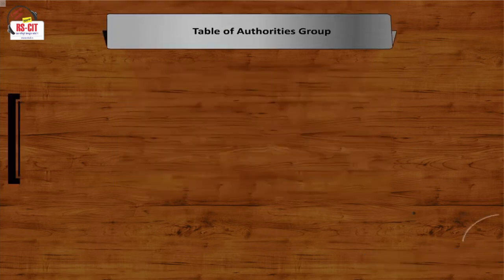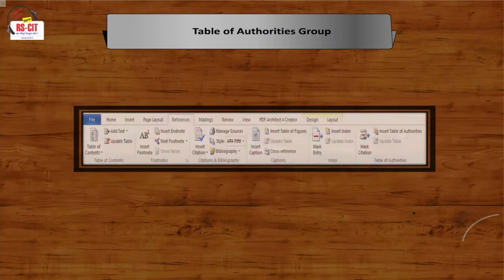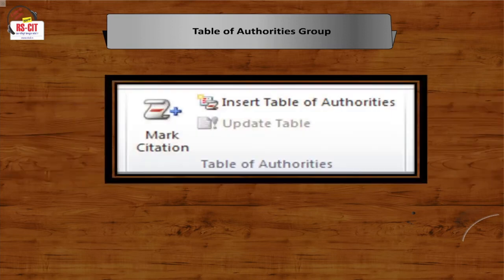Insert Index, insert an index into the document. In the Table of Authorities group, the available options are Mark Citation. Add the selected text as an entry in the table of authorities. Insert Table of Authorities, insert a table of authorities in the document.